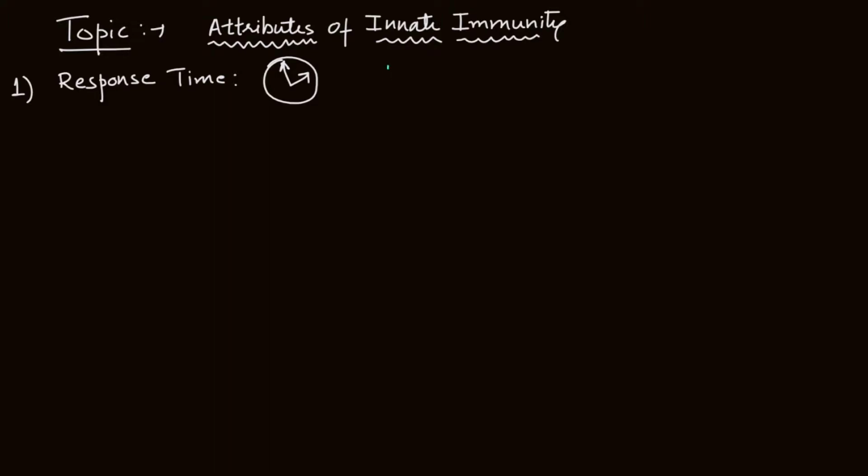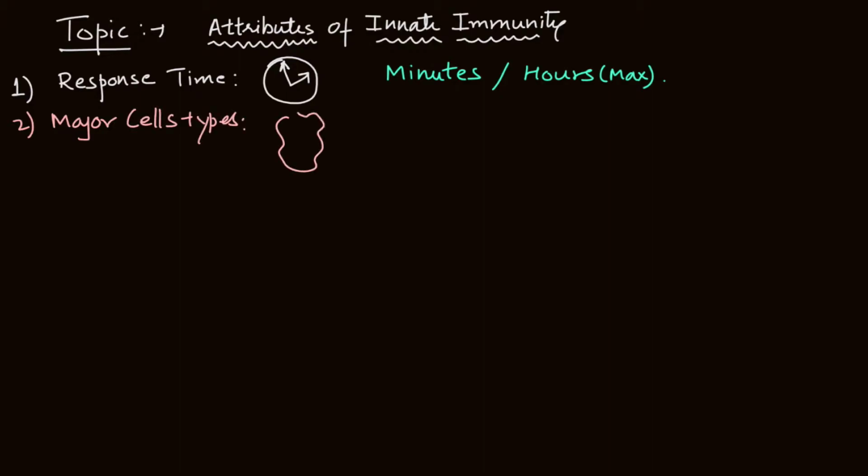In case of innate immune system, it is in minutes or maximum in hours, right? But in case of adaptive immune system, it can take days. And the second attribute of the innate immunity is what are the major cell types that are involved in our innate immune system. So I'm making the diagram of a cell to represent the cellular attributes.